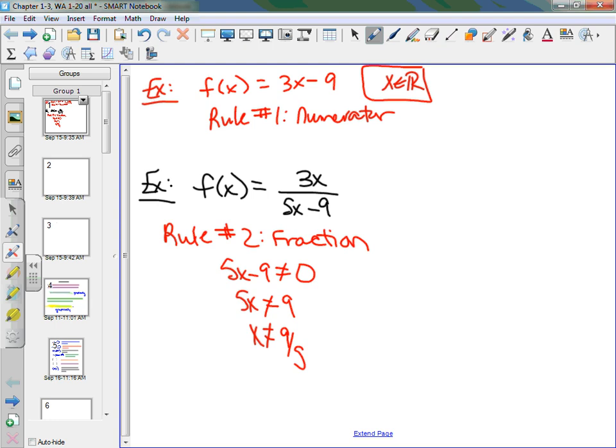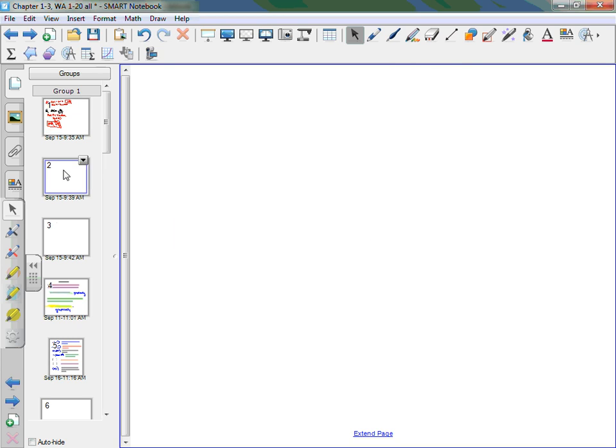Gotta give it a family. It's lonesome without a family, right? And what is its family? X is an element of the reals. It belongs in the real number family. It needs to have a family. If it doesn't have a family, it cries. Okay? Do we understand that? Yes? Moving along.